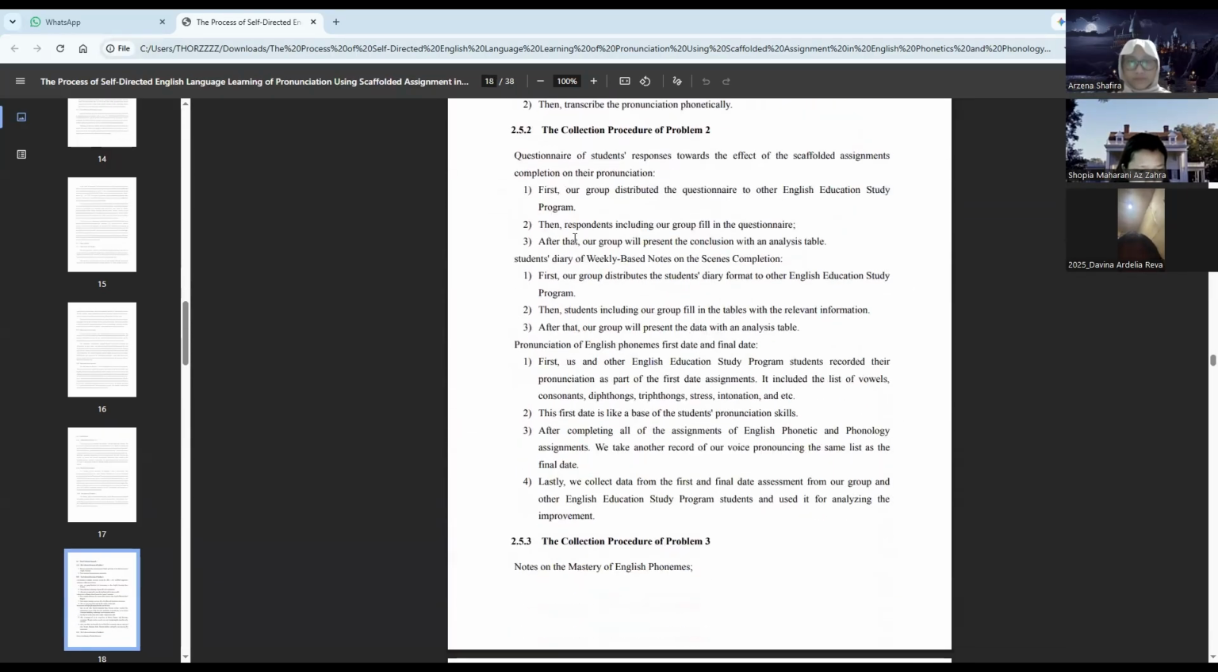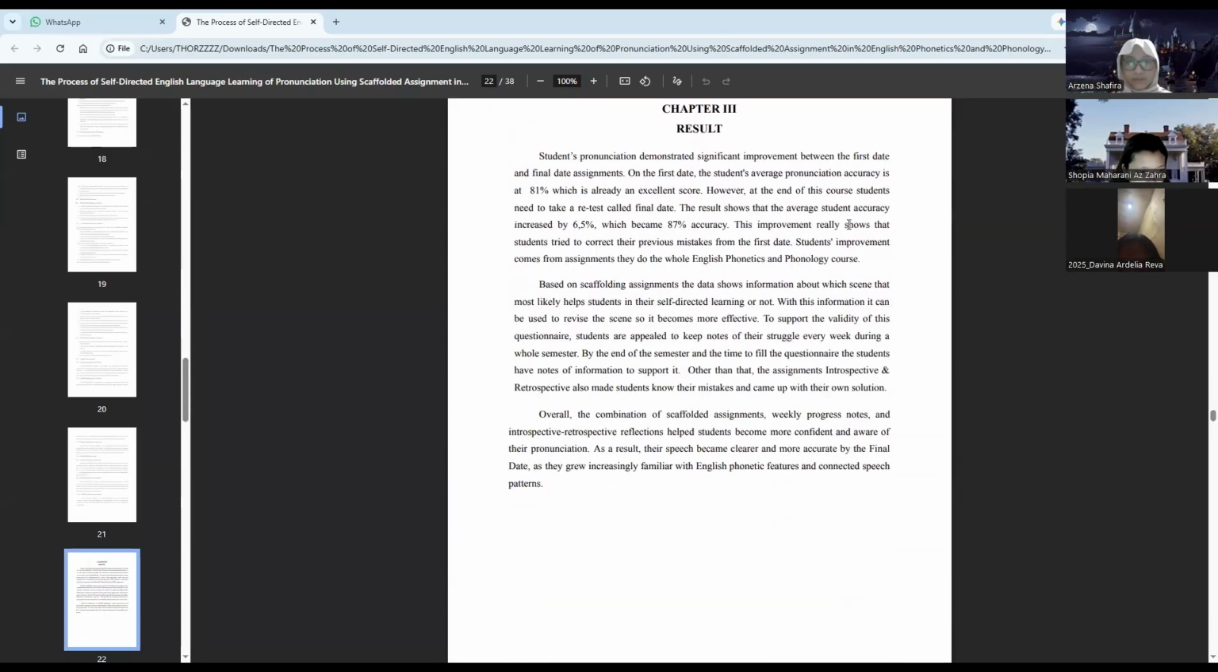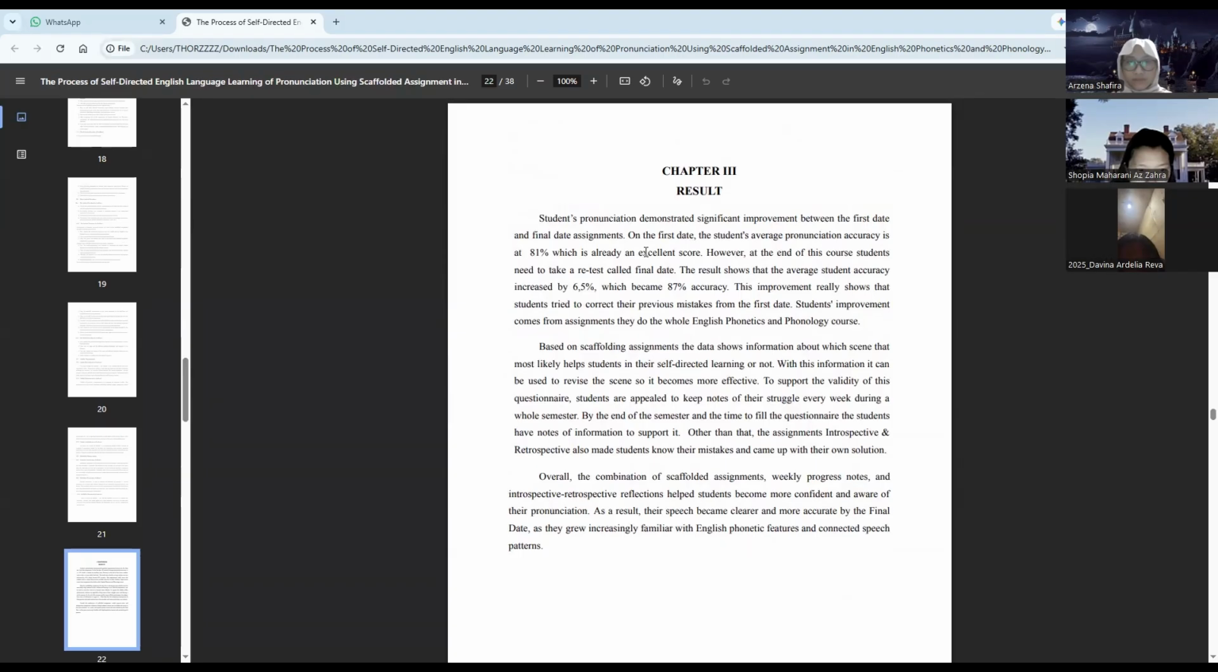So the result is that students' pronunciation demonstrates significant improvement between the first day and final day assignment. On the first day, we can see that students' average pronunciation accuracy is at 80%, which is already an excellent score. However, at the end of the course, students need to take a retest called final day at the end of the semester. The results show that the average student accuracy increased by 6.5%, which became 87%. This improvement really shows that students try to correct their previous mistakes from the first day.